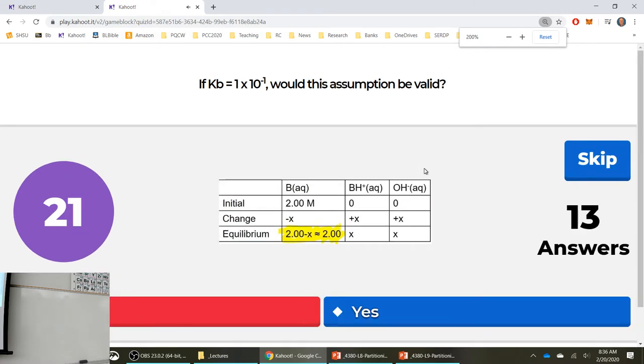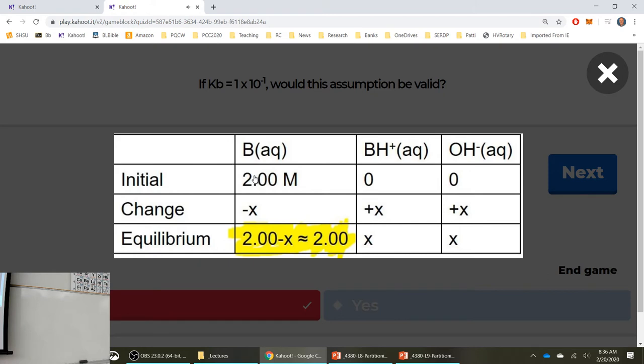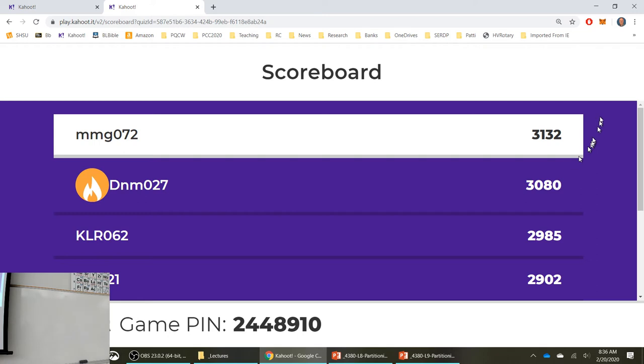So if Kb is 1 times 10 to the minus 1, or 0.1, would this assumption in yellow be valid? So we have 2 divided by 0.1, that's 20, which is less than 100. So yeah, that would not be a valid assumption. It would give us some major error.